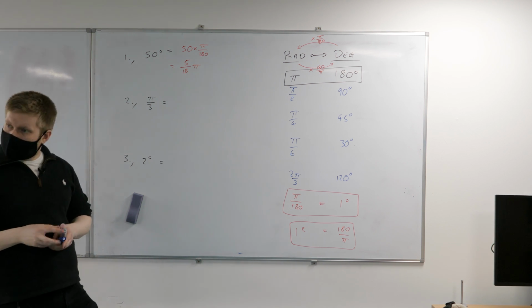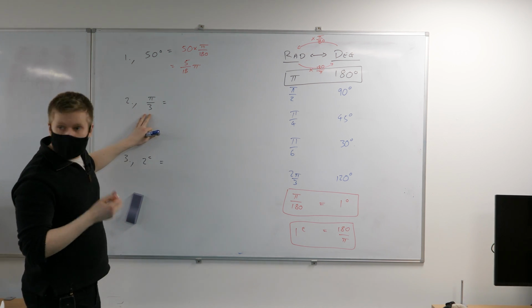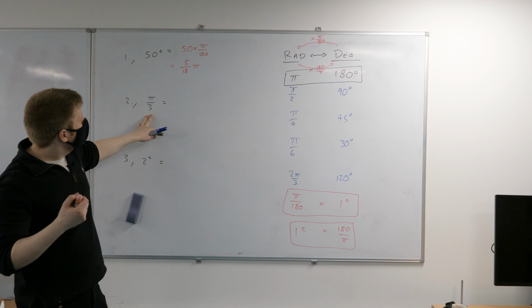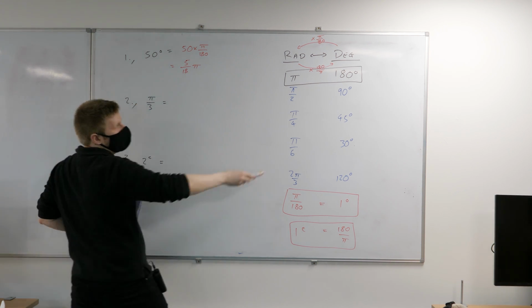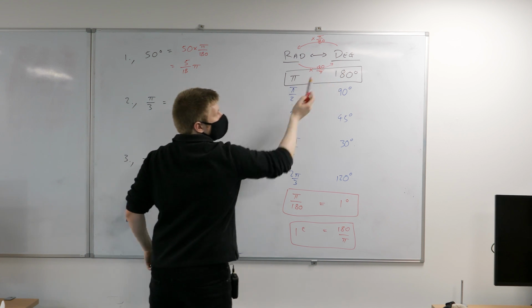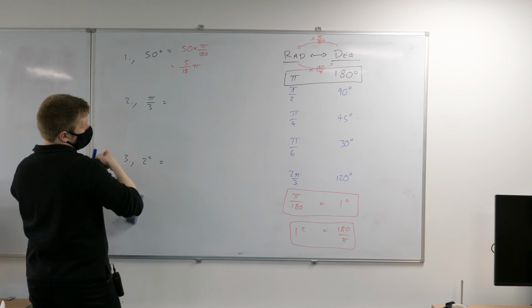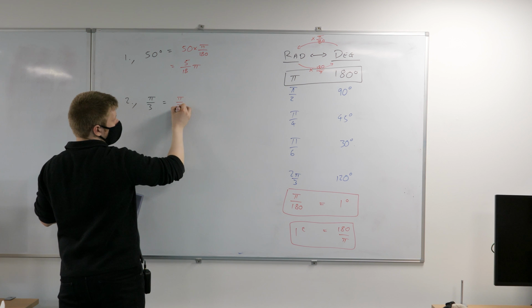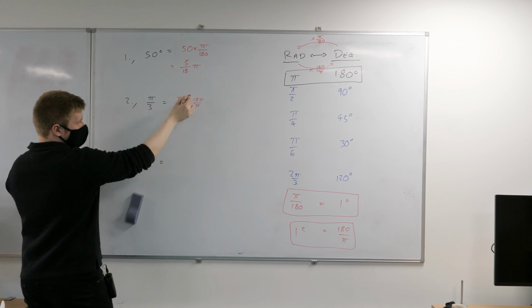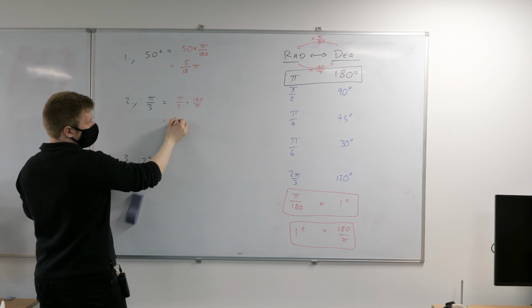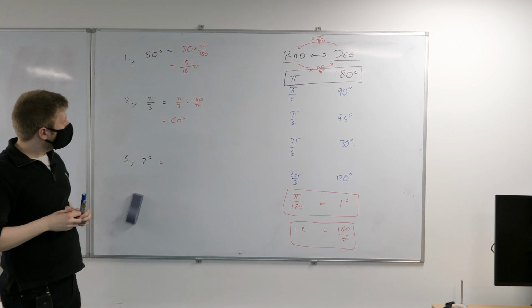The next one, is it 40? Let's see. So what did you say, sorry? Is it 40? It's not. So what we've basically done here, to get from radians to degrees, we've gone this way, so we need to multiply it by 180 over pi. So pi by 3, multiply by 180 over pi. Pi's cancel, 180 divided by 3, 60. 60 degrees.